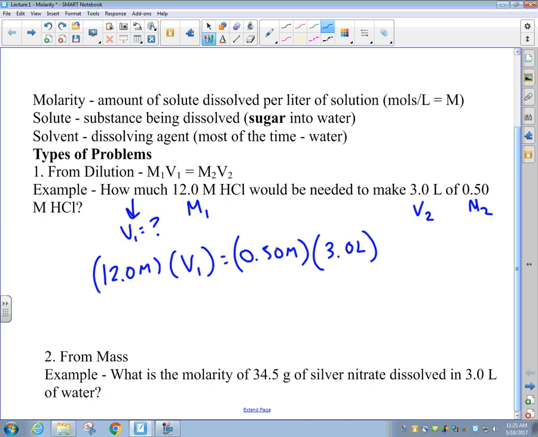We get a V1 here of 0.125 liters, or 125 milliliters. So if I were to get our concentrated acid, I would need 125 milliliters of the 12 molar hydrochloric acid, and then add a significant amount of distilled water to ultimately make 3 liters of a 0.5 molar hydrochloric acid solution.